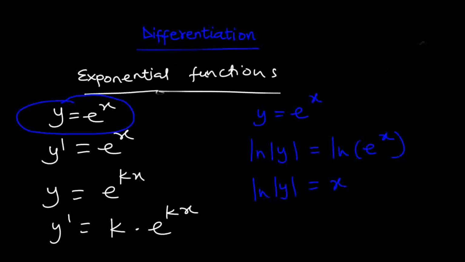I'll take the derivative of both sides with respect to x. So the derivative of natural log of y will be 1 over y dy over dx, and this will be equal to the derivative of x, which will be 1. Okay, so now let's continue.